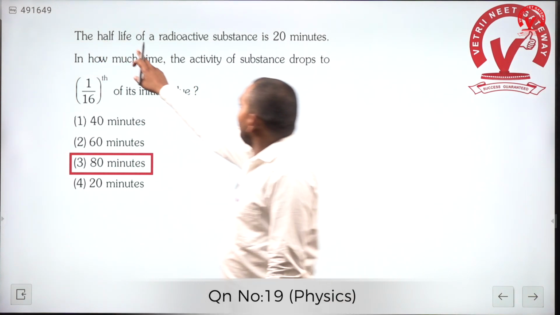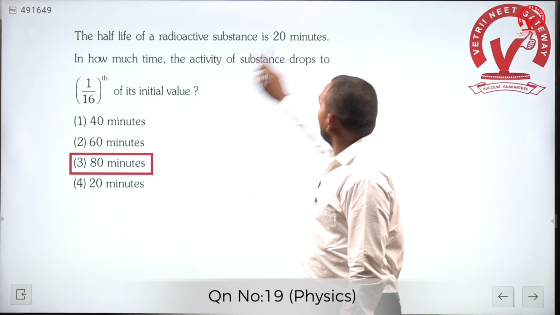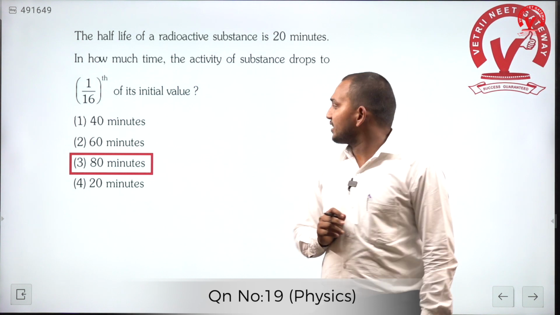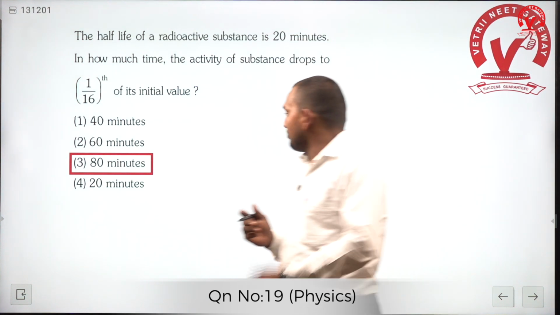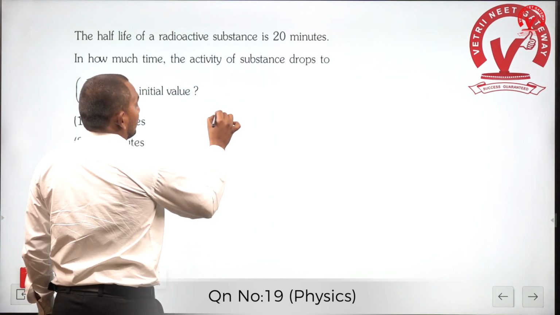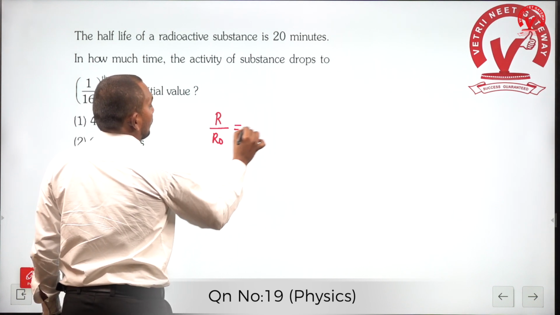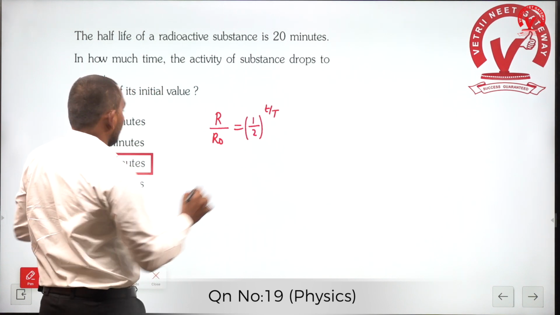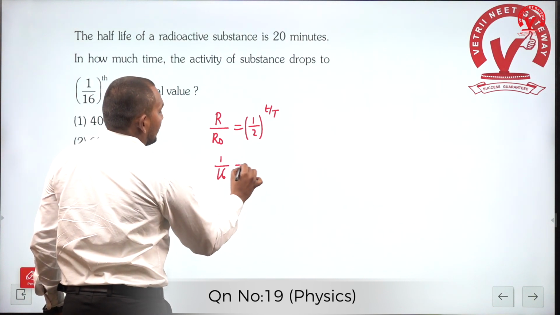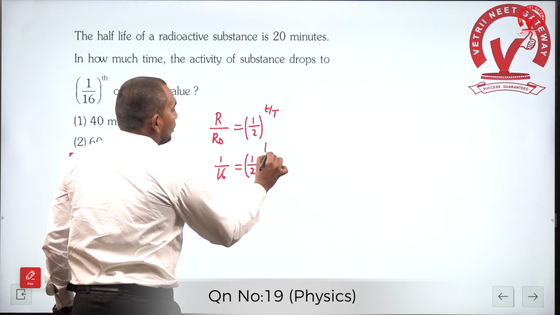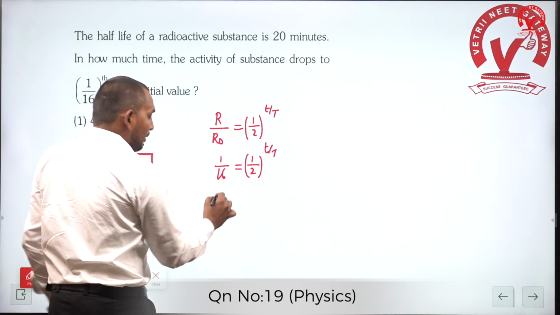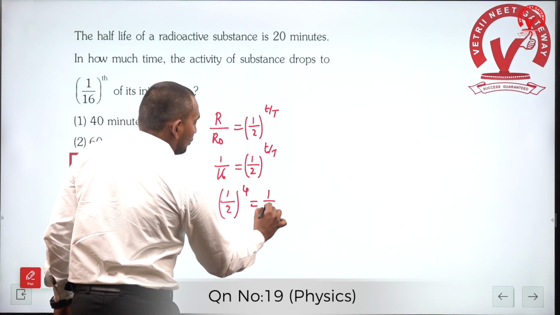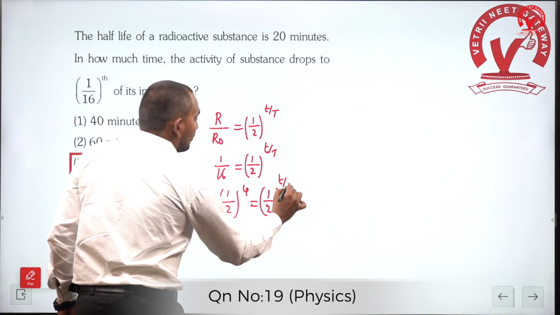Next, the half-life of a radioactive substance is 20 minutes. How long will it take for the activity of the substance to drop to 1 by 16th of its initial value? So we know R by R naught is equal to 1 by 2 whole power t by T. R by R naught is 1 by 16, that is equal to 1 by 2 whole power t by T. 1 by 16, how can we write? 1 by 2 whole power 4 is equal to 1 by 2 whole power t by T.